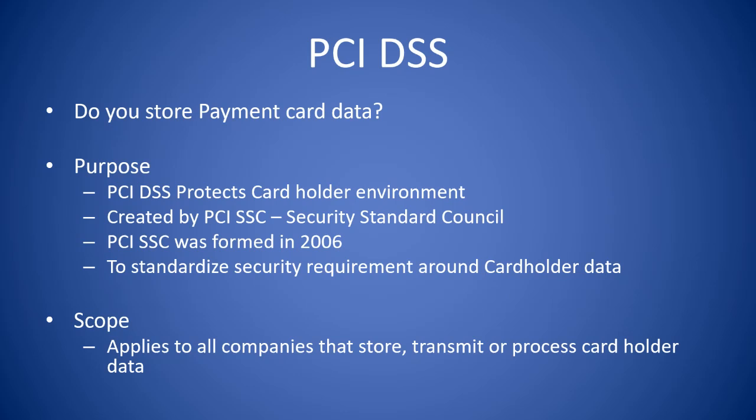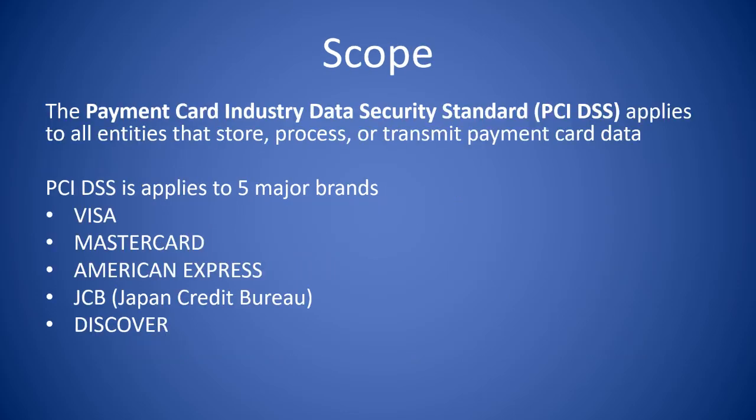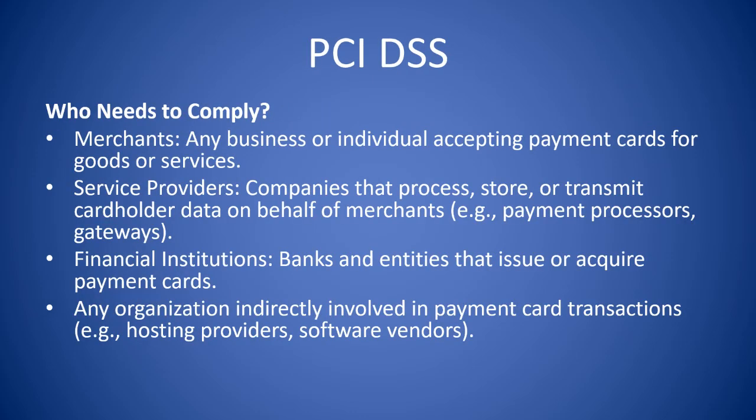So the scope is that it applies to all the organizations, merchants, vendors that store, transmit or process. PCI DSS applies to 5 major brands: Visa, MasterCard, American Express, JCB and Discover. So once again, who all needs to comply? All the merchants, service providers, financial institutions, or any organization indirectly involved in payment card transactions. They all need to comply with PCI DSS standard.